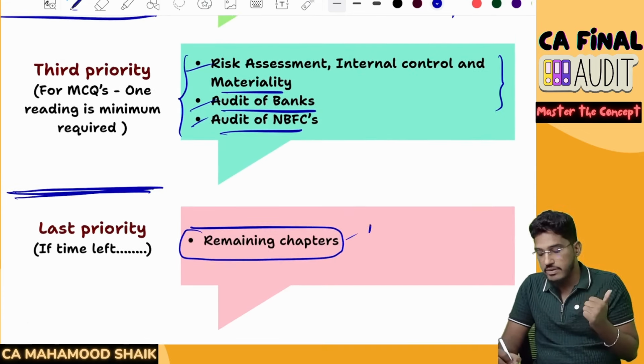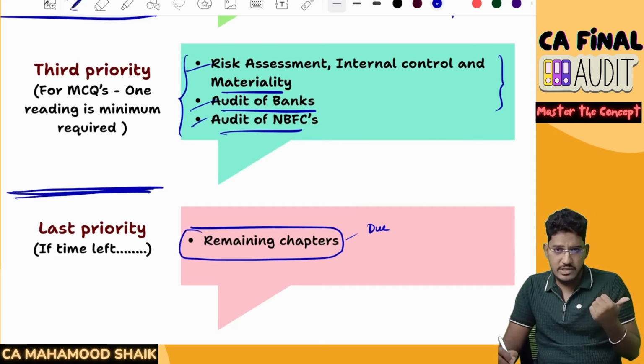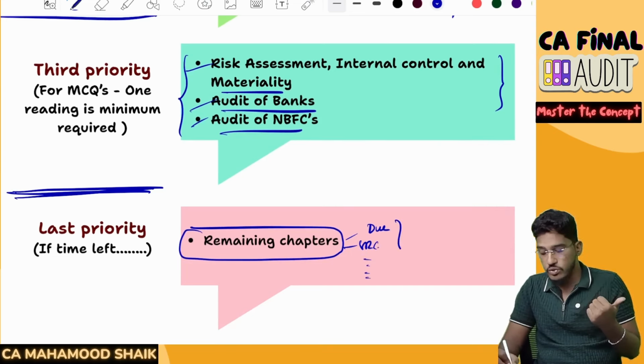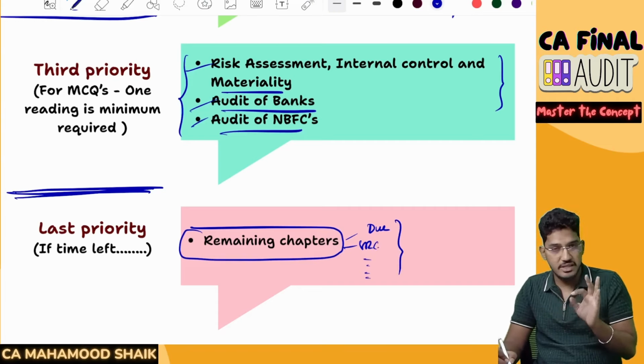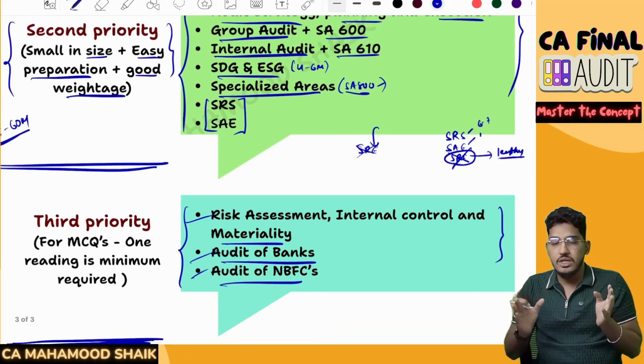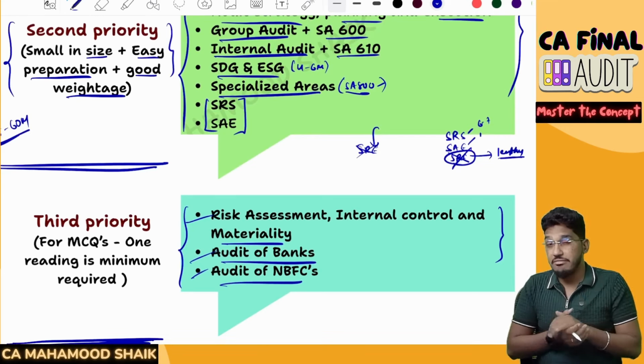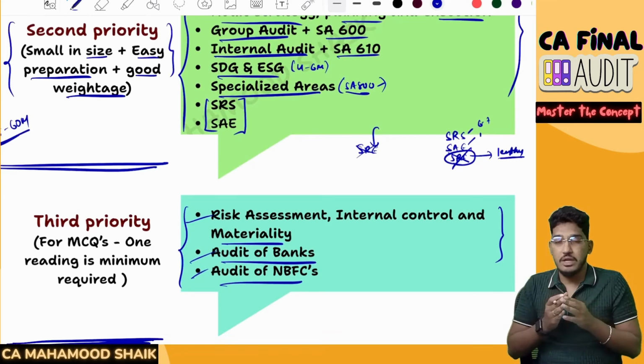Other chapters are there, like we have due diligence, and we also have SRE. From those chapters will questions not come? I never said that. From these chapters also questions will come. But as I have told, within these 40 days you might not have enough time to cover the entire syllabus. So you have to become choosy.